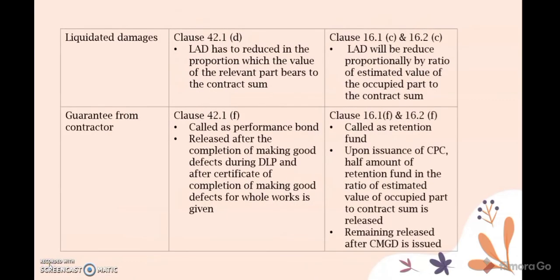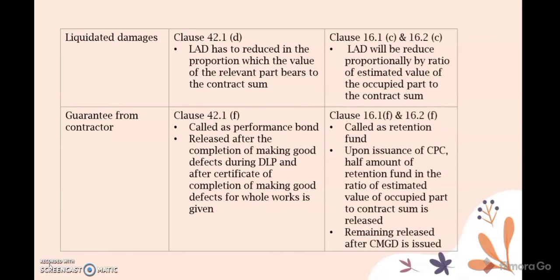Another difference is liquidated damages. For the PWD, in Clause 42.1d, LAD has to be reduced in the proportion which the value of the relevant part bears to the contract sum. And for the PAM 2018, in Clause 16.1c and 16.2c, LAD will be reduced proportionally by the ratio of the estimated value of the occupied part to the contract sum.